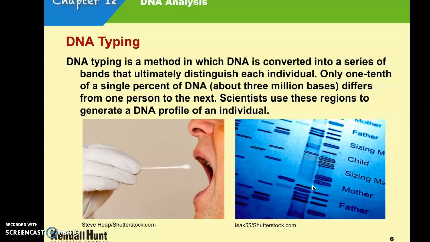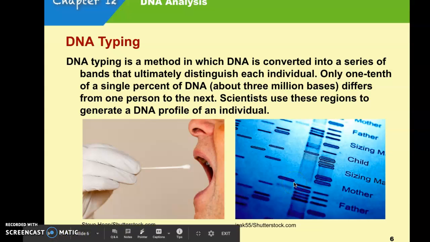Only 1/10 of a single percent of DNA, about 3 million bases, differs from one person to the next. So scientists use these regions to generate a DNA profile for an individual. They target the areas, the 3 million bases that they know are different between individuals.